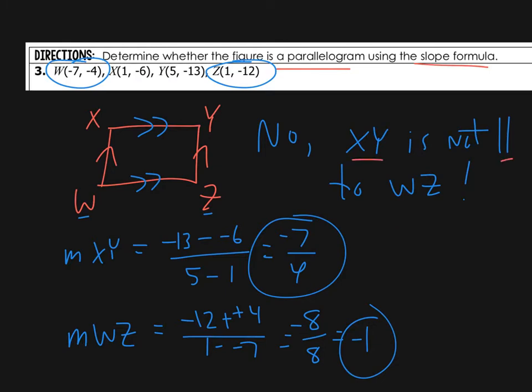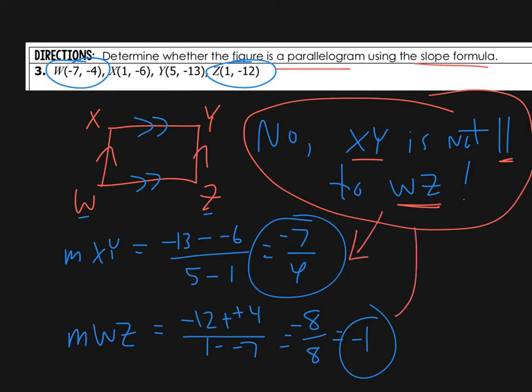XY is not parallel to WZ, right? And this is going to be our answer. And where's our proof? Right here. Why didn't we do the slopes of the other two? Doesn't matter. I happen to get lucky and start with the two that weren't parallel. It asked me to determine if this was a parallelogram, and the fact of the matter is, it's not, because these would have been the same answer. So that's all we need.